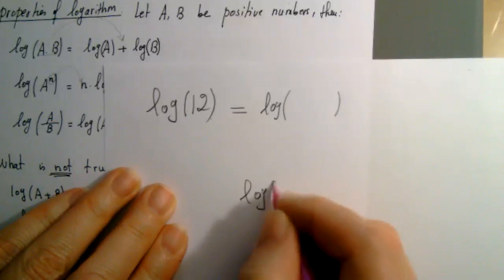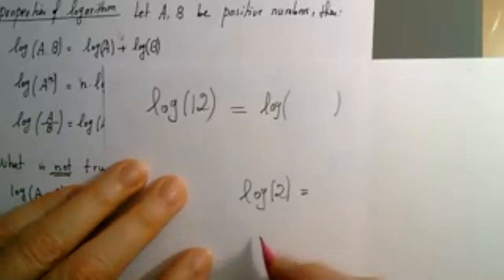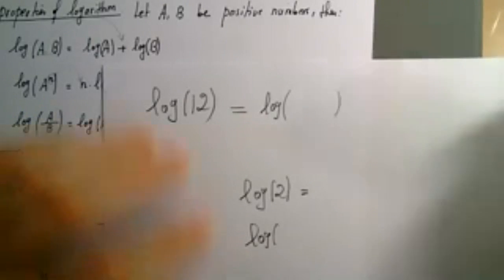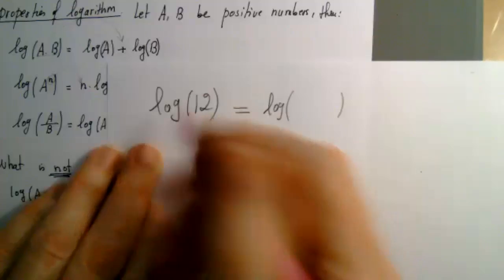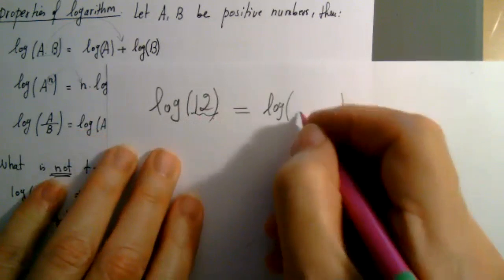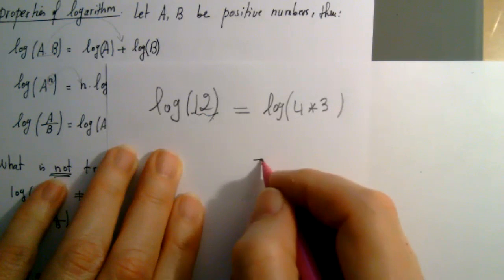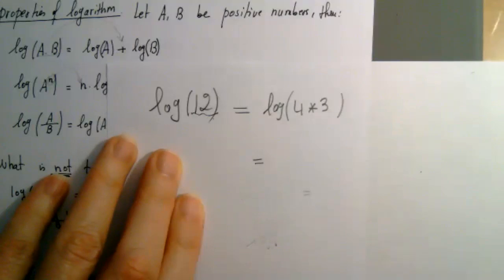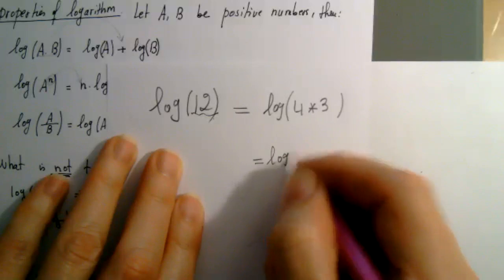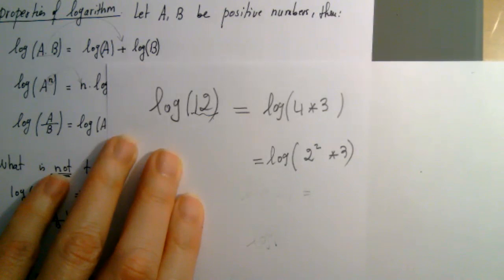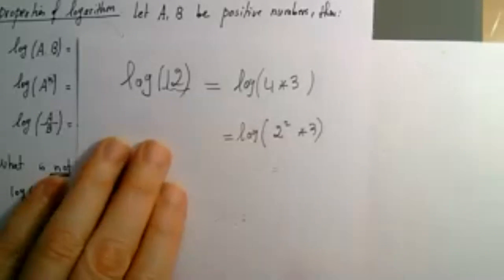I got it now. Roxanne, you are on the right track. I have 2 log 2 plus log 3. Very good. So I'm going to repeat what Roxanne said, but a little bit slower. 12, I'm going to write it as 4 times 3. Where'd you get the 4 from? What's 4 times 3? 12. Yeah, but I thought we were using factors of 12. Yeah, but 4 is 2 squared times 3. Oh, okay. All right, I'm trying to connect that.